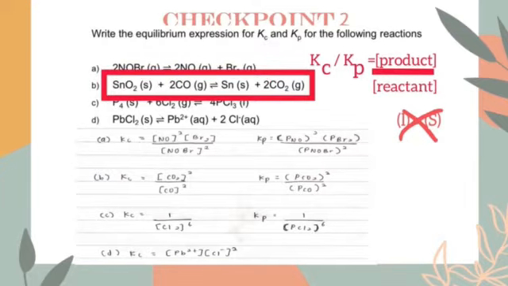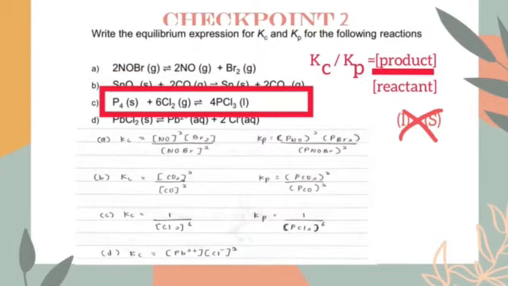So for B, the equation is SnO2 solid plus 2CO gas produces Sn solid plus 2CO2 gas. Look at the equation, it involves pure solid, so we have to neglect it. Just cancel like this to avoid being careless. Then just insert the products and the reactants in the formula.